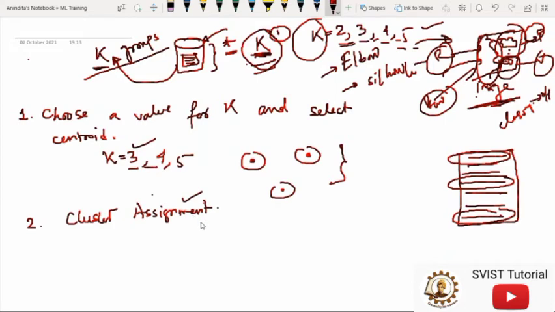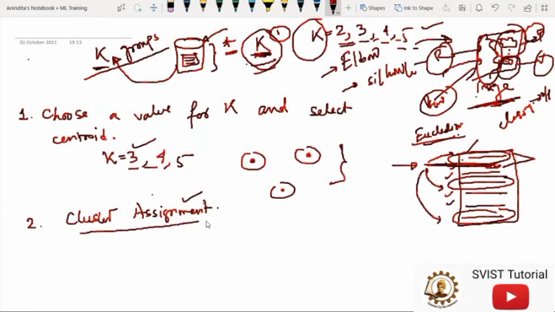So in this step, whichever points are remaining, we will take those points one by one and measure the distance of each point from all the centroids. If I am taking this value, then I will measure the distance of this value from this centroid, from this centroid, and from this centroid. Whichever distance is less, I will assign that point to that specific centroid. And in general, we will use Euclidean distance measurement. What is this Euclidean distance measurement? I will tell you. So this is known as cluster assignment.